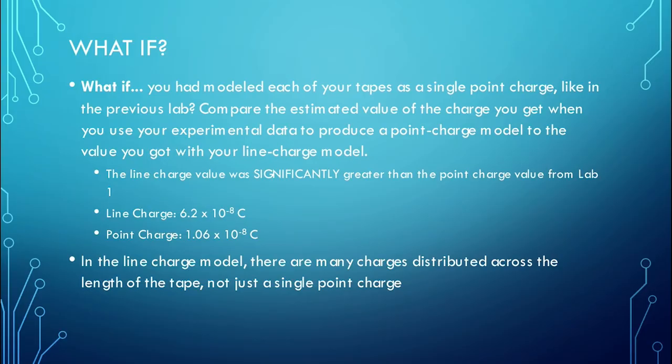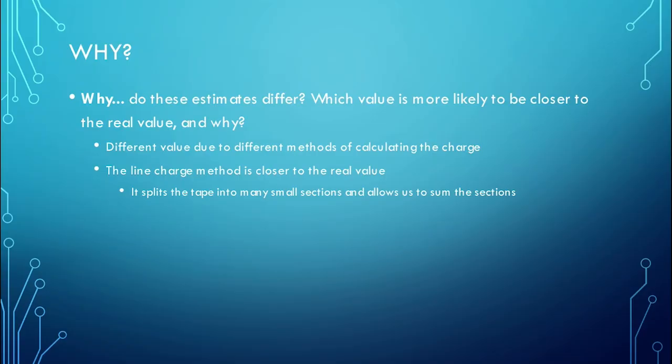large difference in charge. And finally, the why question. Why do these estimates differ? This is because the different values could be from different methods in calculating the charge. The line charge method is closer to the real value as it splits the tape into small sections that can be summed and added together to find the total net charge.